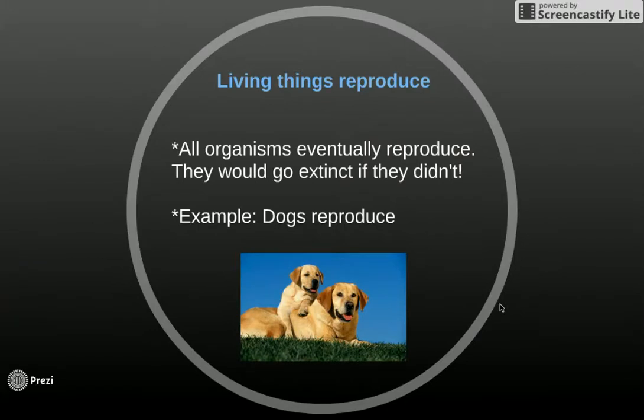The last thing is living things reproduce. All organisms eventually reproduce. If they didn't, they would go extinct, which has obviously happened to some organisms. An example, same thing, dogs reproduce. That's how you can get puppies.